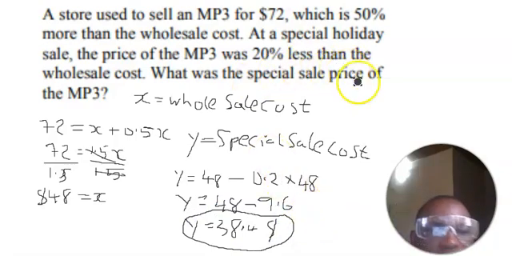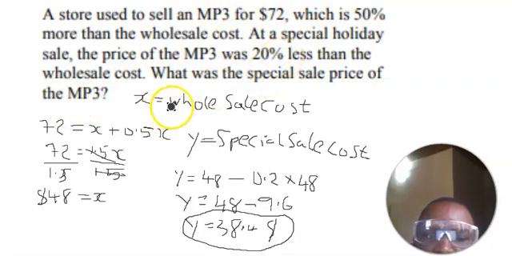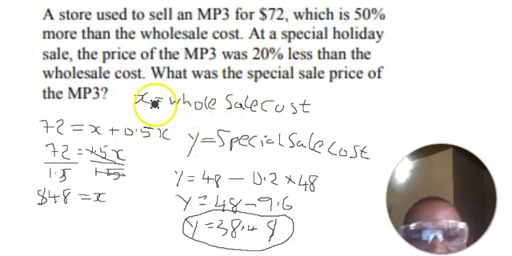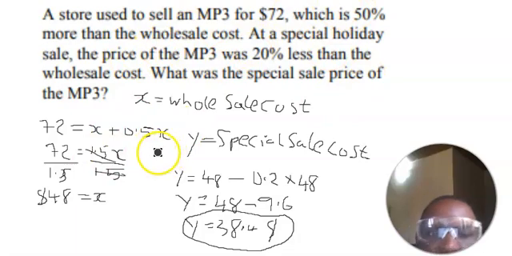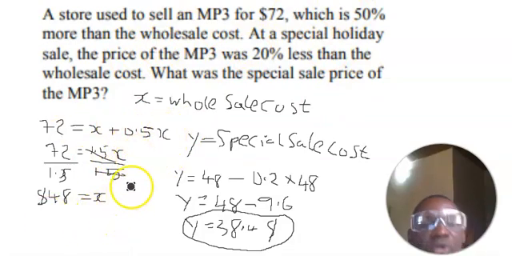Hope this is clear enough. I can go through this again. We are told that a store used to sell an MP3 for $72, which is 50% more than the wholesale cost. We don't know the wholesale cost, so we say the wholesale cost is x. So 72 is equal to x plus 50% of x, because it is 50% more than the wholesale cost. That's 50 divided by 100, which is 0.5x. We add that together, and the wholesale cost is 48.